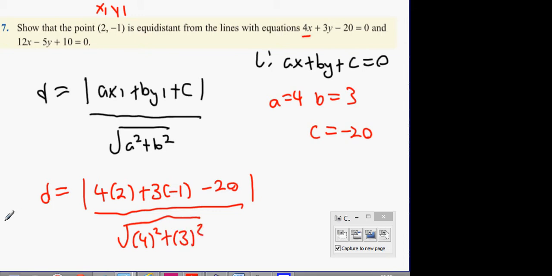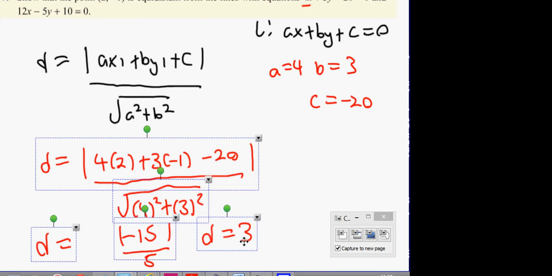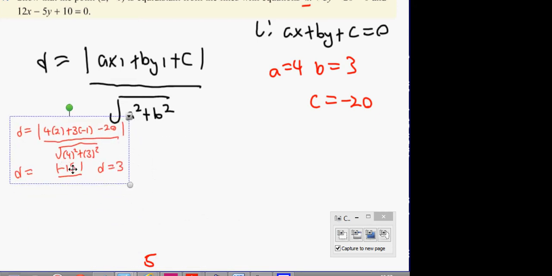What we're going to have here, guys, is this. Distance equals, that's going to be 8 minus 3 is 5. 5 minus 20 is minus 15. We're going to have minus 15 divided by 5. Square root of 4 squared plus 3 squared is 5. The distance therefore equals 3. That's our first part of this done. Okay, we know that the distance from this line to this point is 3. Okay, next part.